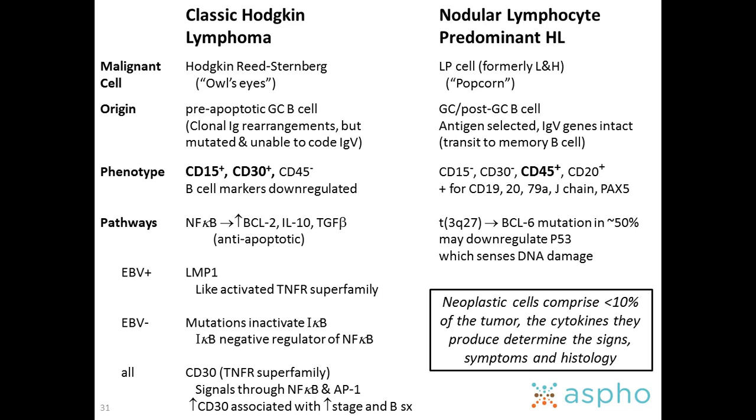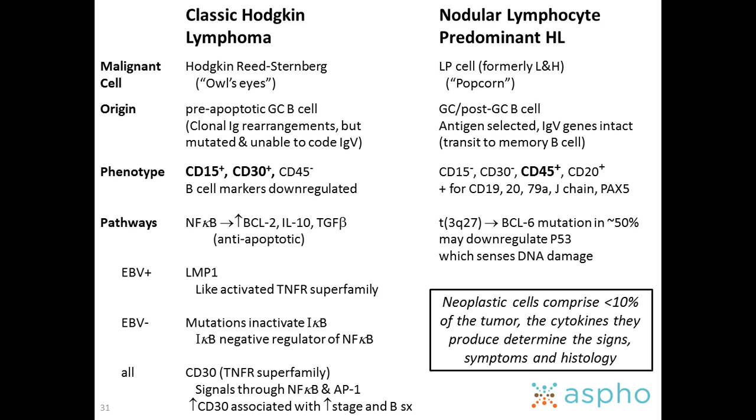So in classic Hodgkin lymphoma, NF-kappa B is activated, and that downstream results in increased BCL2, which is anti-apoptotic, IL-10, and TGF-beta, which suppress the attacking immune system. And there's a number of ways to activate NF-kappa B. You can do it by being infected with EBV and expressing the latent membrane protein 1, which, like I said, is the activated TNFR superfamily member, or it looks like one anyway.